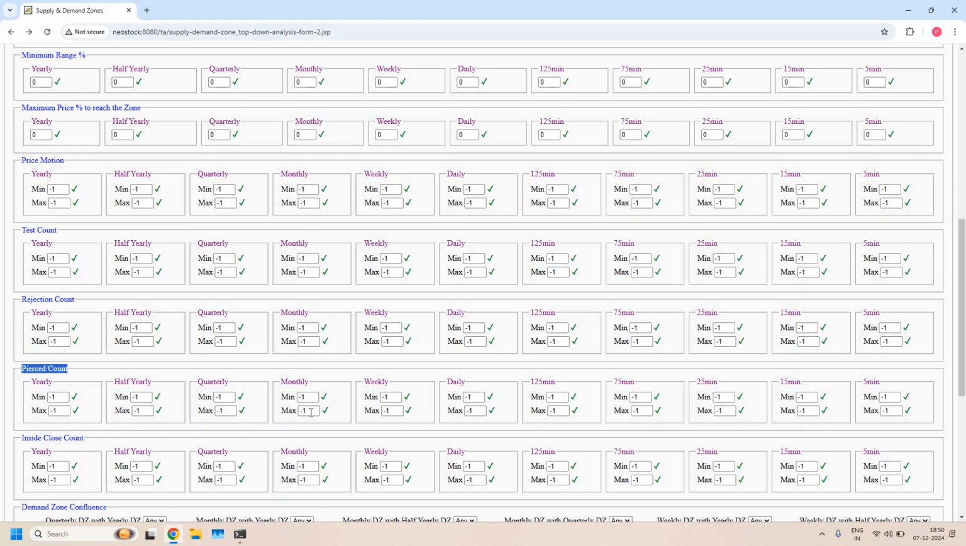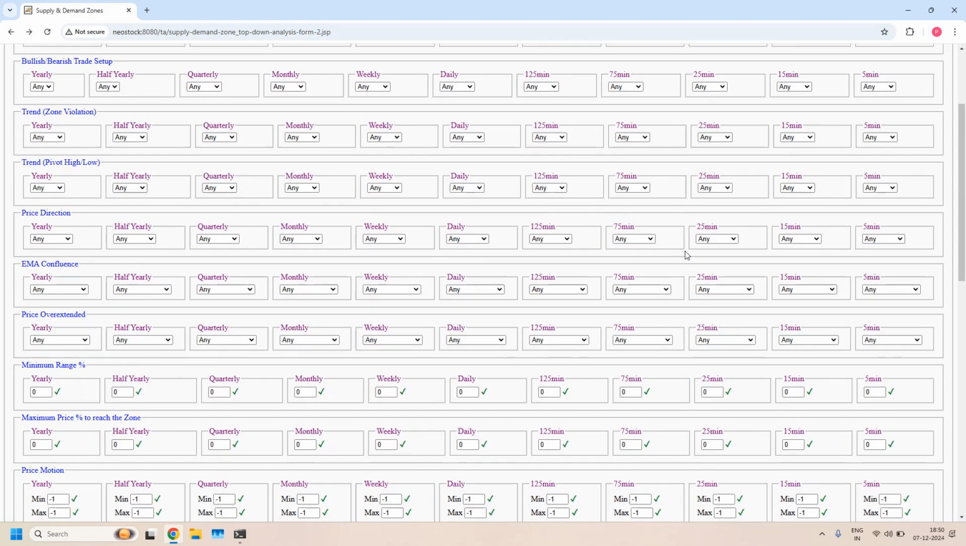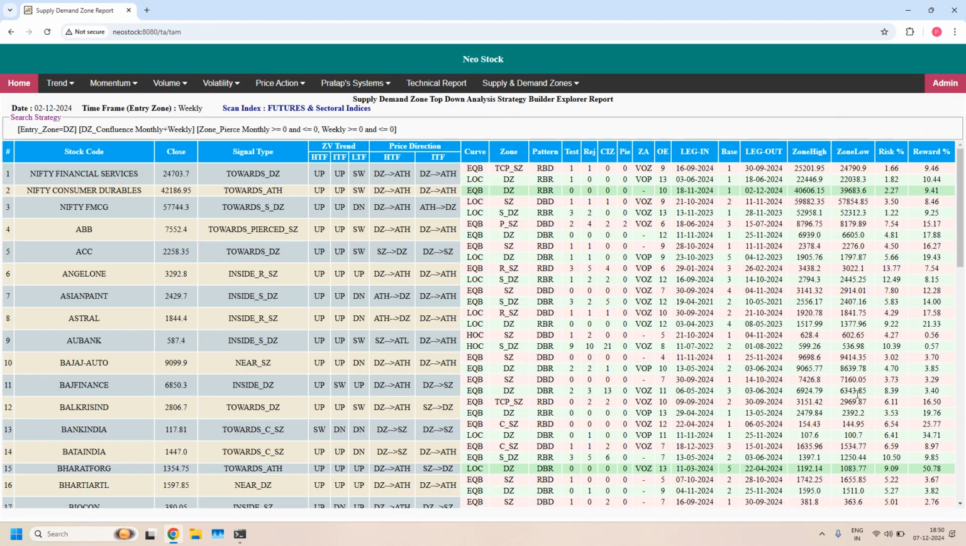This is the pierced count. Here, weekly zone I am setting 0, 0. Monthly zone 0, 0. Now let me filter the stocks. See, now we got a big list. In all these stocks, weekly demand zones are not pierced. See, the green color columns count is 0. Maybe supply zones might have been pierced. See here, the supply zone is pierced, but not the demand zone, because we set our filter for the demand zones.